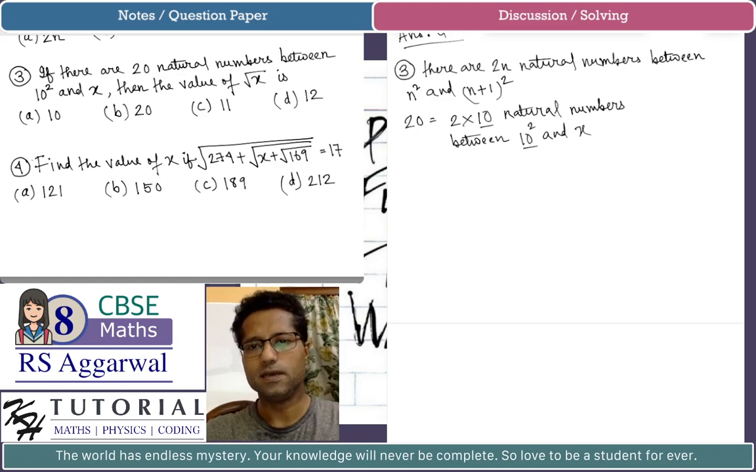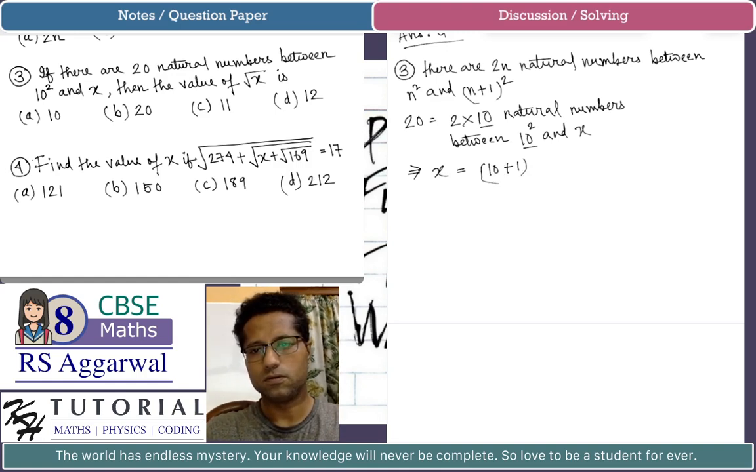So definitely, if you try to relate the given problem statement with the fact that there are 2n natural numbers between n square and n plus 1 square, you can say this implies that x will be equal to 10 plus 1 whole square, which is equal to 11 square.